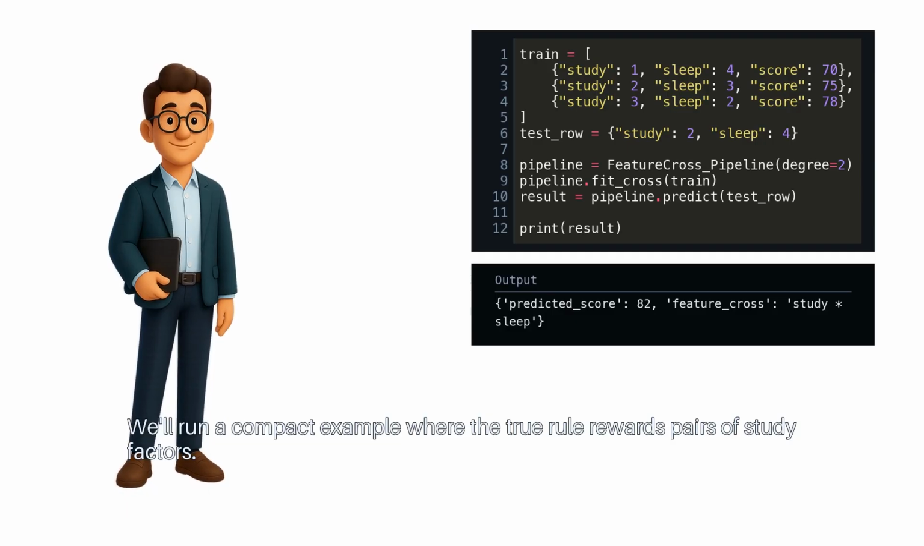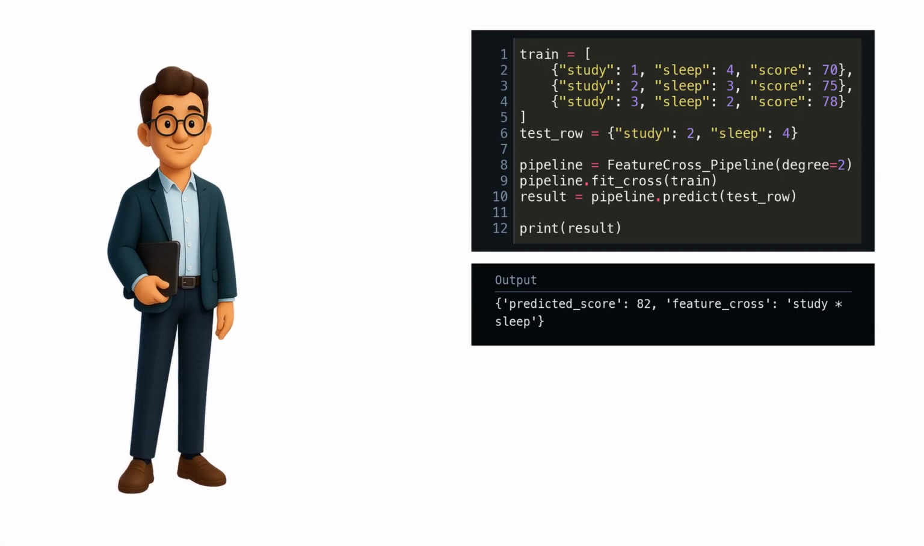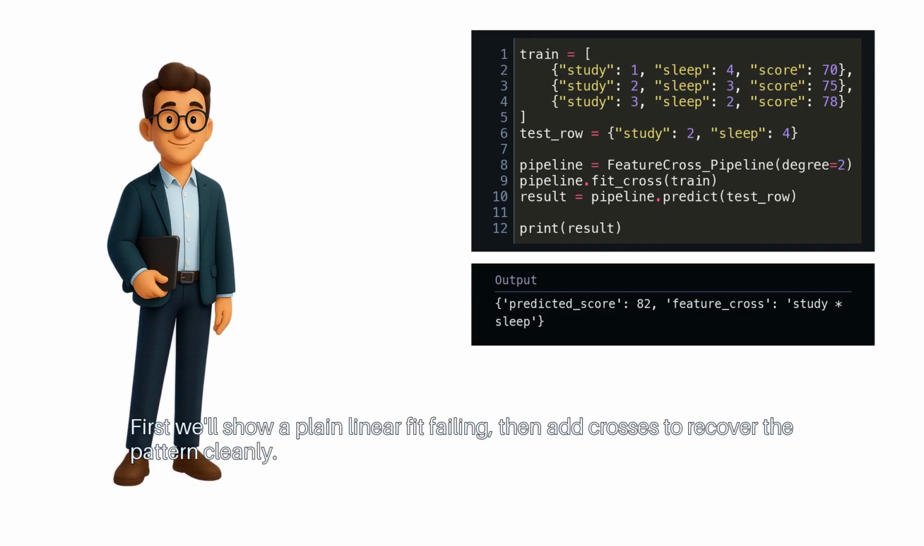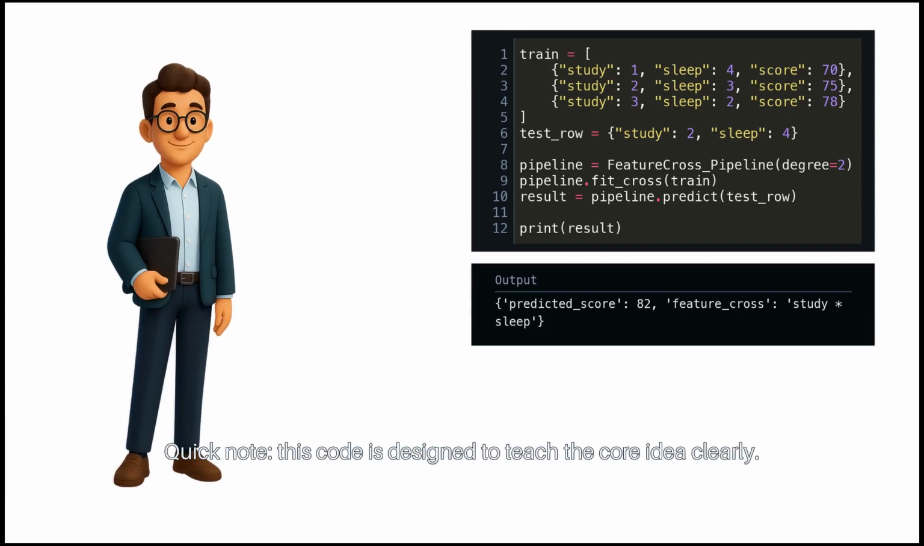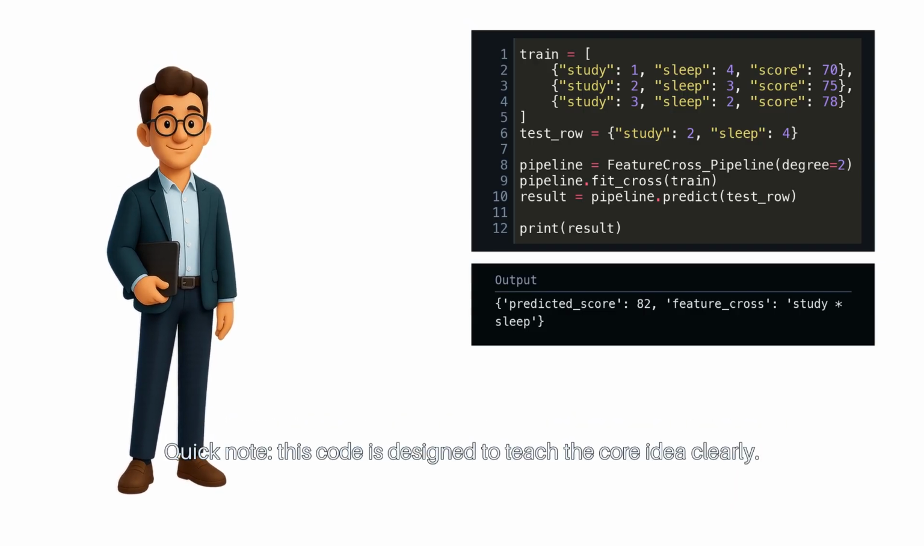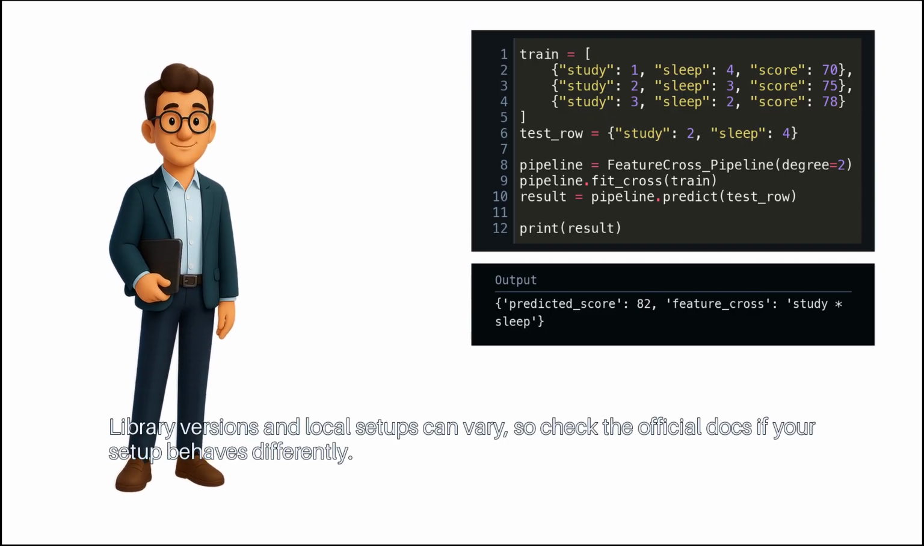We'll run a compact example where the true rule rewards pairs of study factors. First, we'll show a plain linear fit failing, then add crosses to recover the pattern cleanly. Quick note, this code is designed to teach the core idea clearly. Library versions and local setups can vary, so check the official docs if your setup behaves differently.